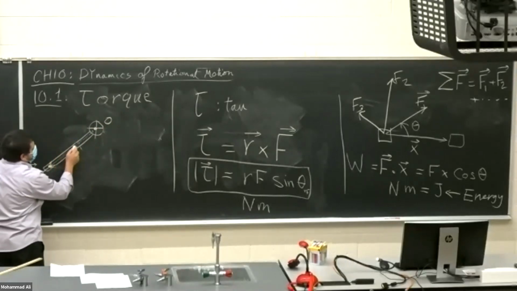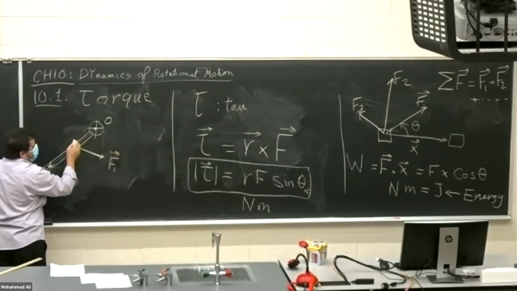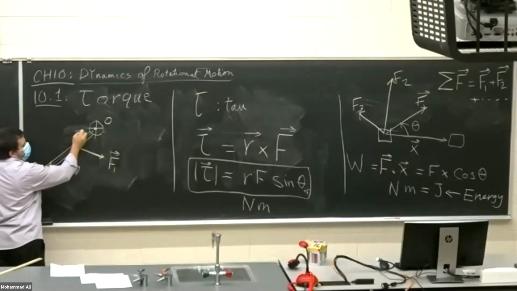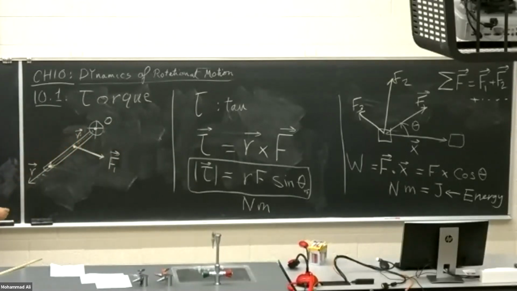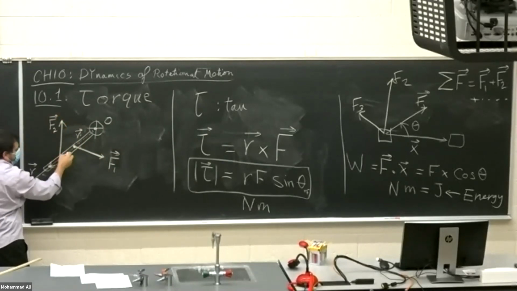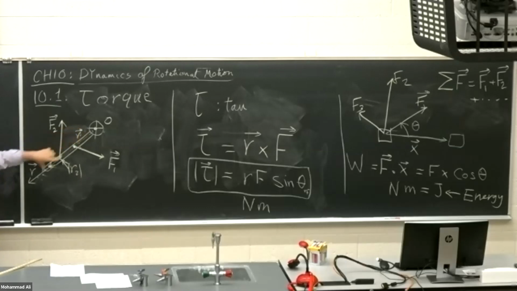For example, this is again F1. And for F1, this is R1 to this point, and the direction is the same. This is, for example, F2, and this is R2 to this point, as magnitude. This is the length of R2. This is R3, and this is the length of R3. And so on.